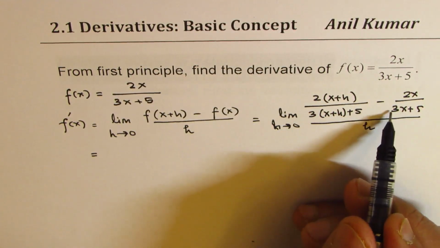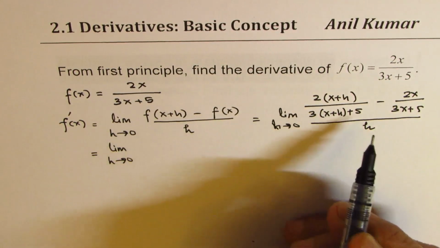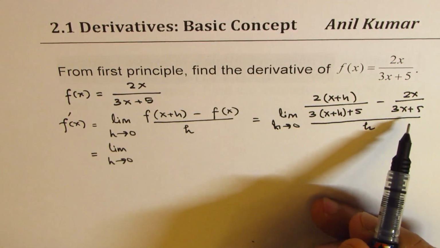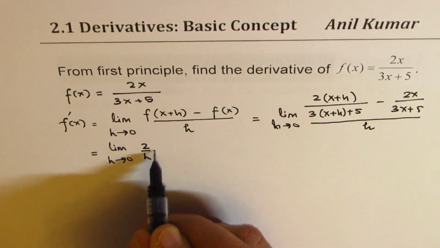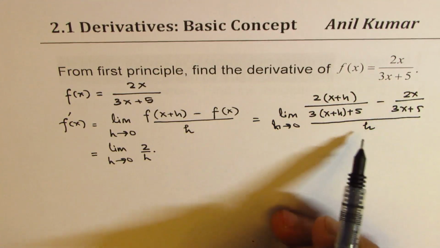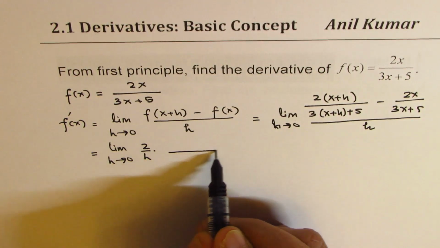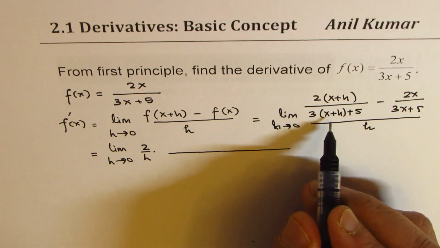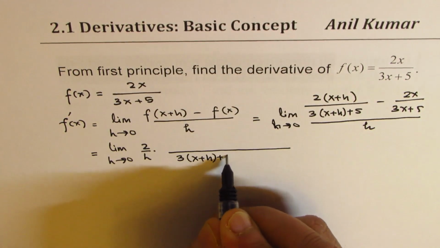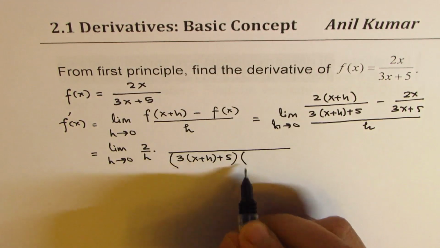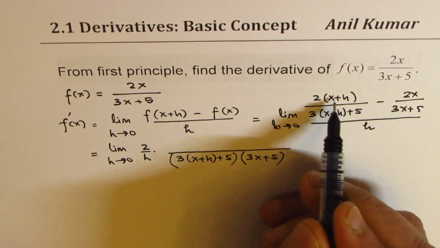Now we'll take a common denominator. We have limit h approaches 0, and 2 is also common, so let me write 2 over h as a common factor. I'm factoring out 2 and writing h outside, so it becomes simpler. The common denominator is 3 times x plus h plus 5 times 3x plus 5. And now we'll cross multiply.